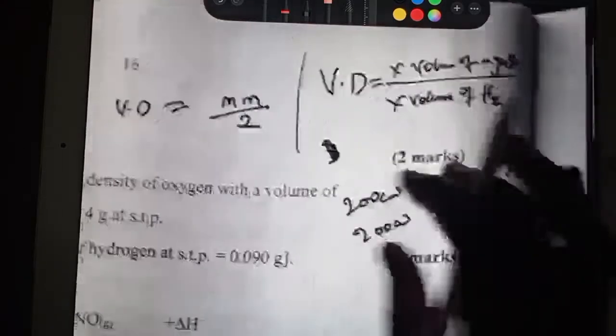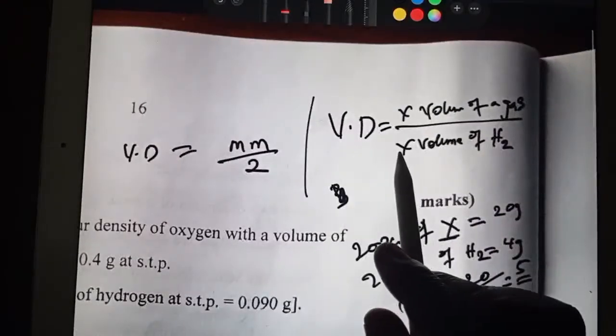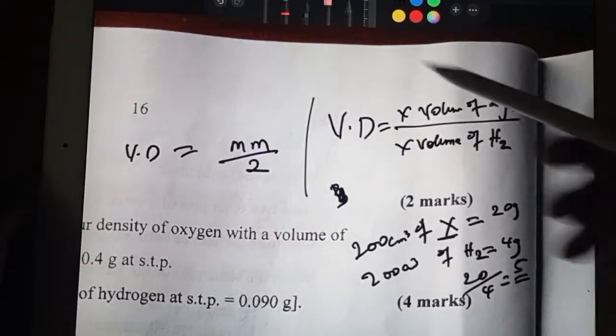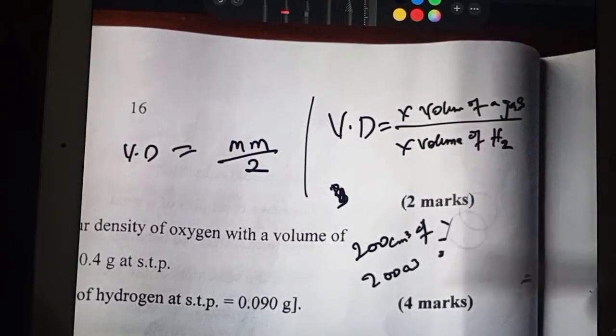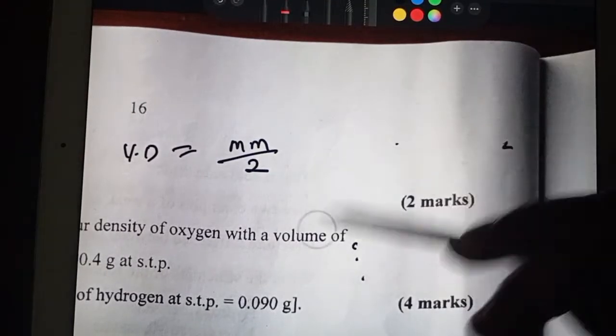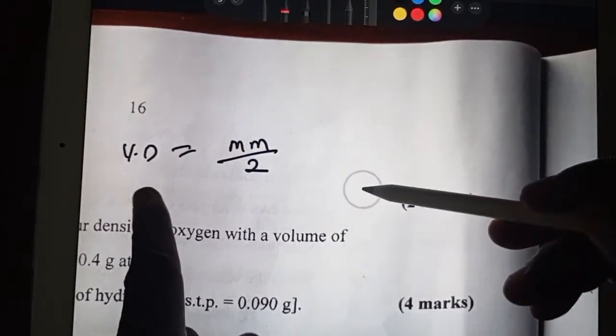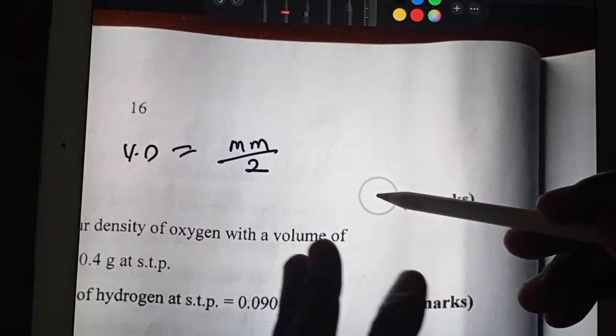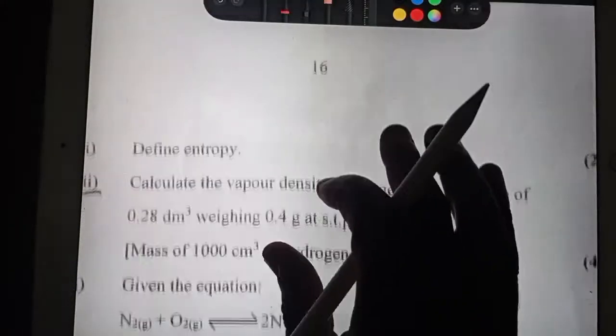Okay, so they want us to use this one to solve: vapor density is equal to the number of times a given volume of a gas is as heavy as the same volume of what? Hydrogen at the same temperature and pressure. So this is what we are expected to use to calculate. I will use this and also the one that relates vapor density to molecular mass divided by 2, or molar mass divided by 2, or relative molecular mass divided by 2. So in this case, I want to go with the easy one.